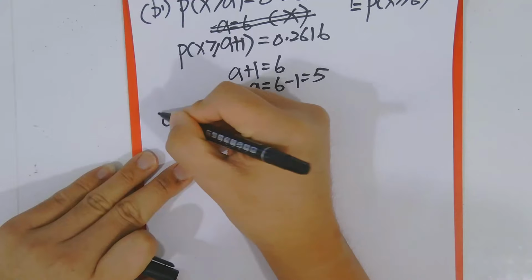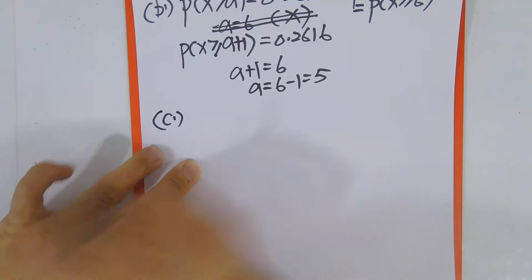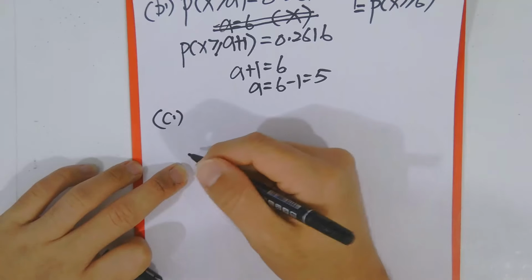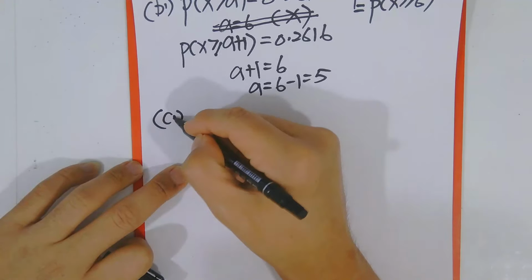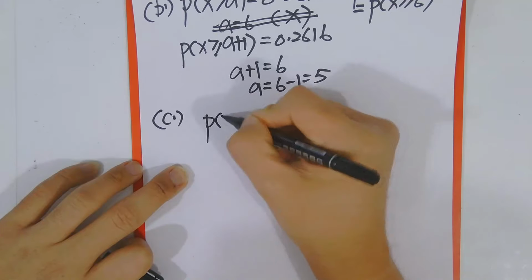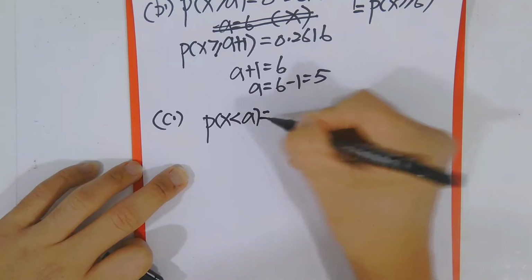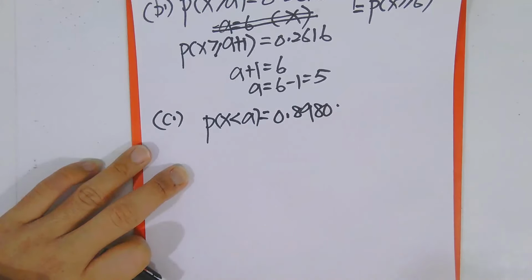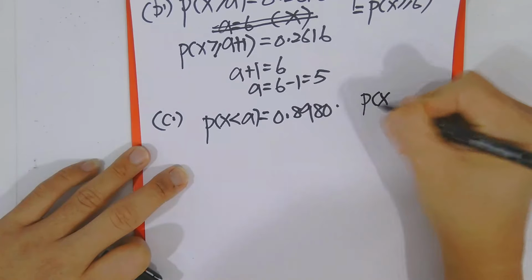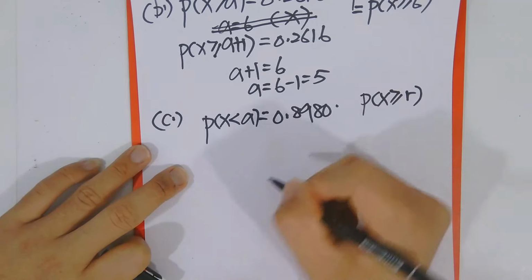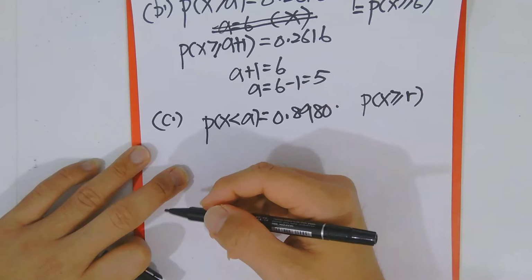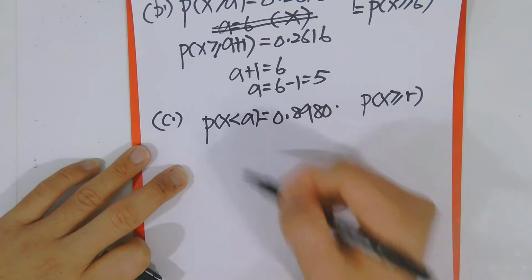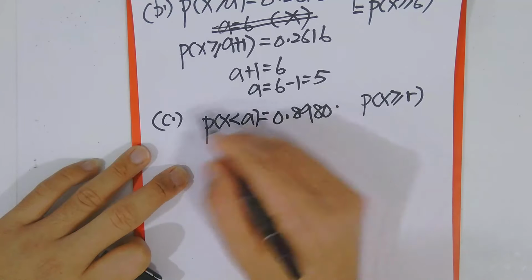So what if I want to find C? I want the question C, which is Px less than A, which will be 0.8980. I want to use the statistical table from the matriculation program. I have to be in the format. Always remind yourself, in the format of Px greater or equal. This is less than. I can't use this. So before that, I need to do some modification.